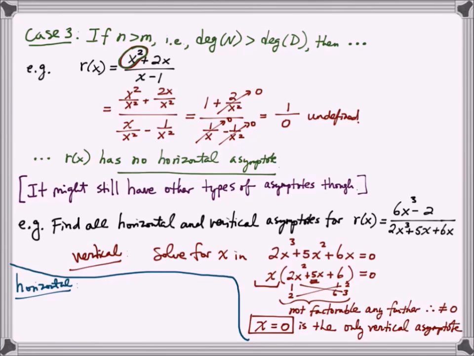For the horizontal asymptote, since the degree of the numerator is equal to the degree of the denominator, which are both equal to 3, the horizontal asymptote is simply going to be the leading coefficient on top divided by the leading coefficient on the bottom, which in this case would be 6 over 2, and that is equal to 3.